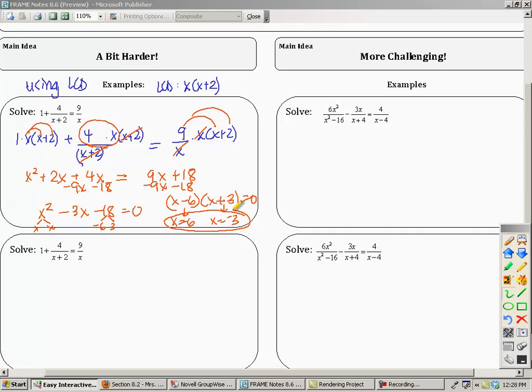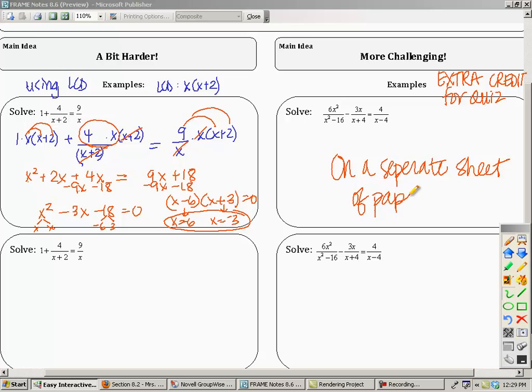The second one, I'm going to show you option number 2 for that same question. You know what, I'm going to make this one extra credit for the quiz. If you can put this on a separate sheet of paper, this is due quiz day, because this one's quite a bit more challenging.